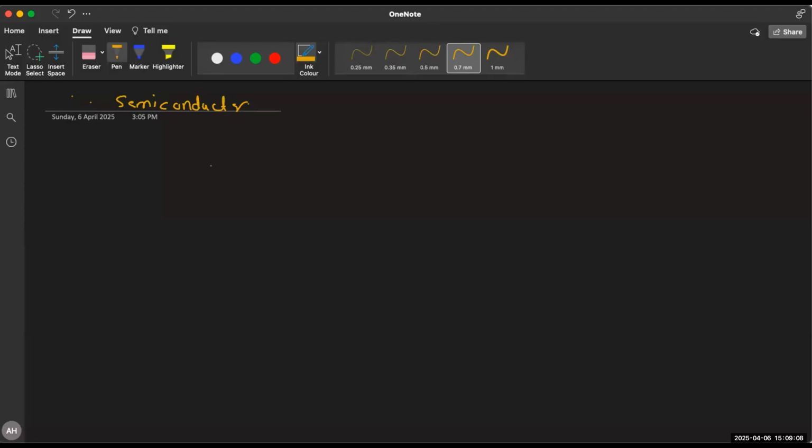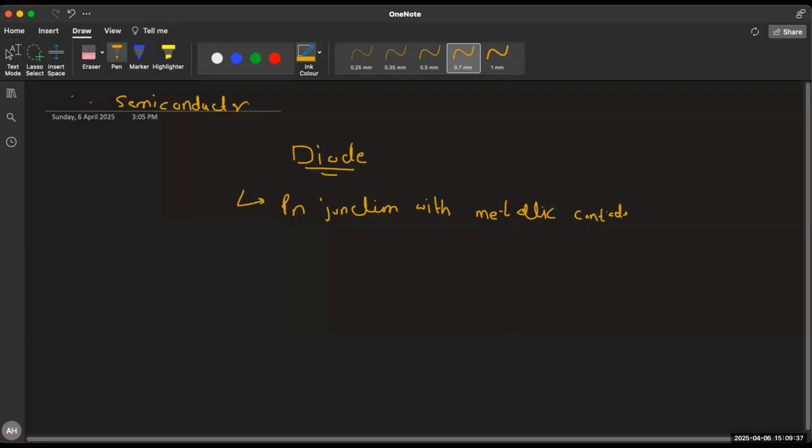After P-type and N-type semiconductors, the next is the PN junction. And the first device that can be made out of a PN junction is the diode. So a diode is just a PN junction with metallic contacts. A PN junction with metallic contacts is known as a diode.